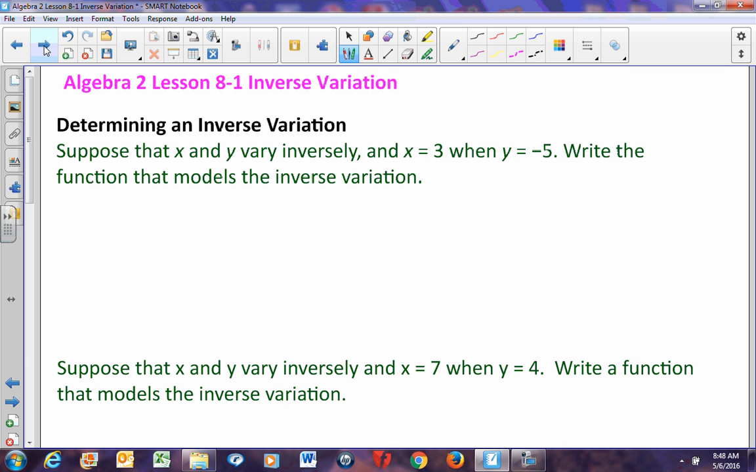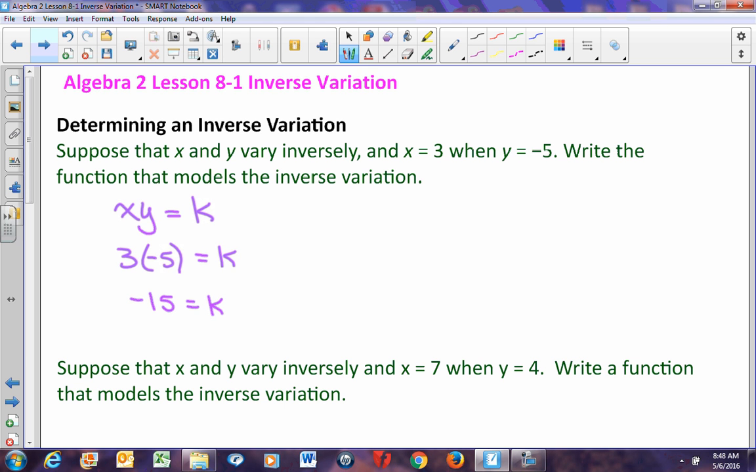Now, if you know something is inverse variation, you can determine things and you can write an inverse variation equation. Suppose that x and y vary inversely and x equals 3 when y equals -5. We're going to write the function that models the inverse variation. Since we know inverse variation is x times y equals k, if x is 3 when y is -5, we can solve for k. So -15 equals k here.